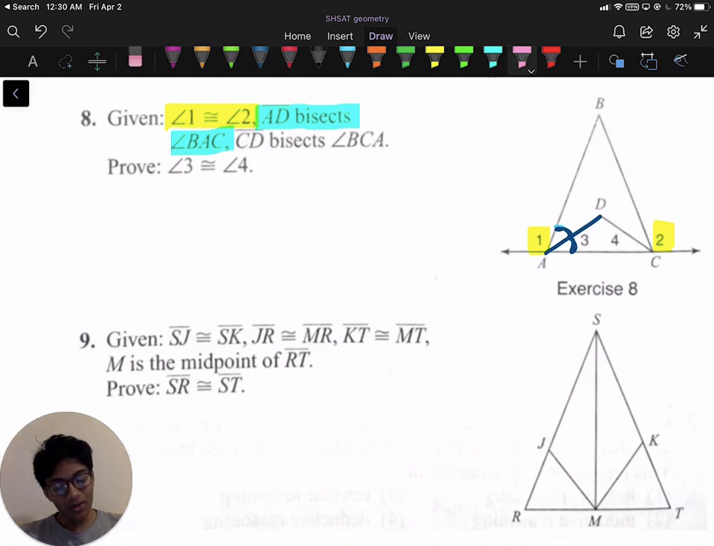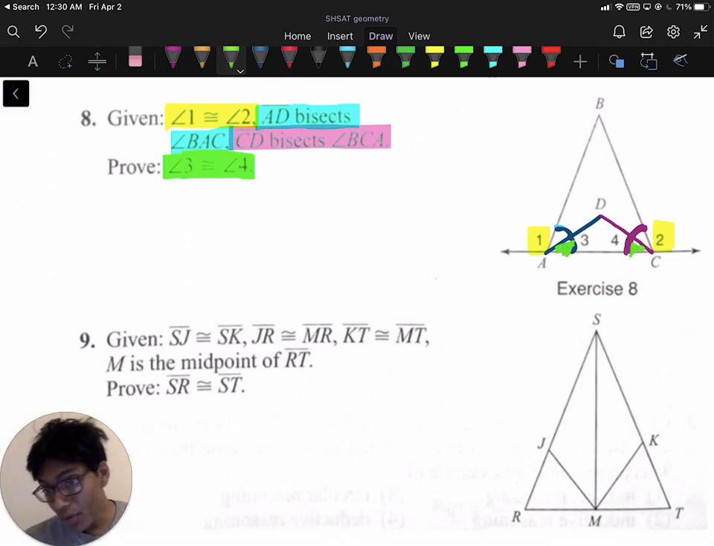Our final clue is that CD bisects BCA. What does that mean? That means CD is this line segment in purple, and it bisects this angle in purple. That means this portion of the angle is congruent to this portion of the angle. Okay, great. So we have to prove that angle 3 is congruent to angle 4. Angle 3 is this blue angle right here, and angle 4 is this purple angle.